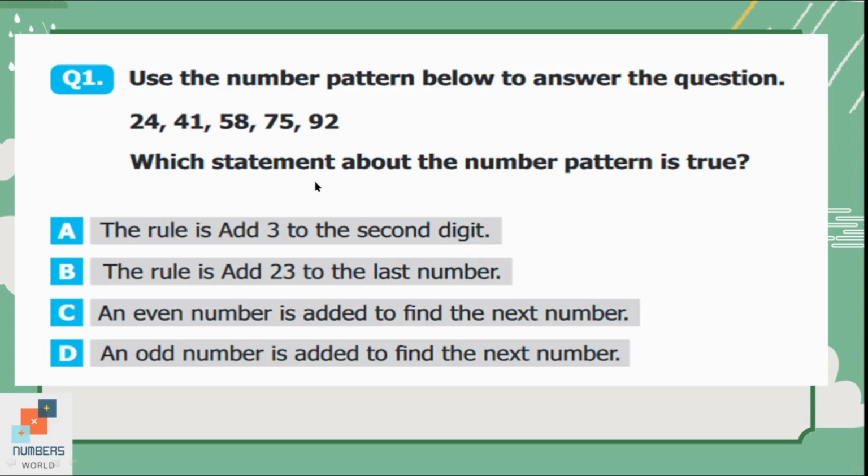Before checking the options, we will find out the rule of the pattern. If we subtract 24 out of 41, the difference is equal to 17. Similarly, if we subtract the two consecutive numbers, the difference is 17 between them.